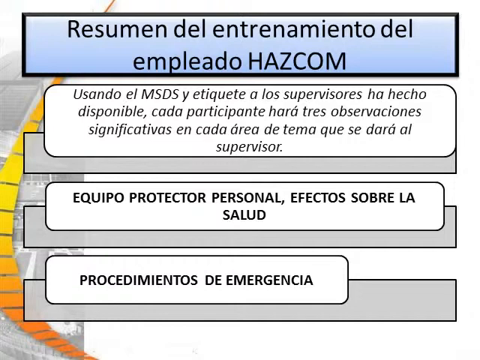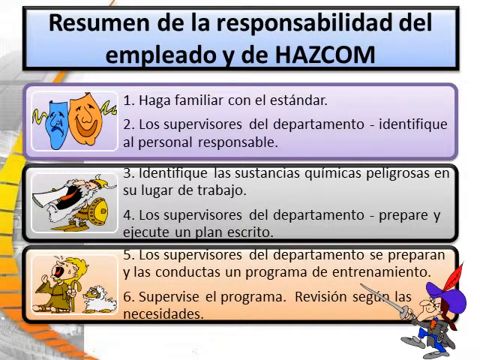What is the employee's responsibility? Well, 1 is become familiar with the standard. 2 is have a department supervisor identify who the responsible staff are. 3 is identify hazardous chemicals in your workplace. 4 is have your department supervisor prepare and implement a written plan. 5 is department supervisors prepare and conduct a training program. 6 is monitor the program and revise it as needed.